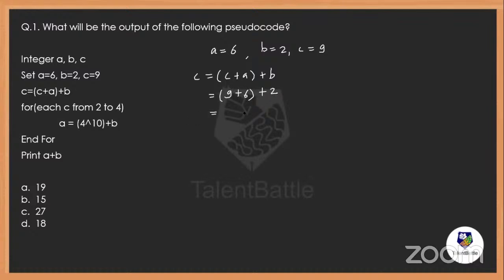So calculate this, it will give me 17. So the value of C is 17 right now. After that, there is a loop for each C from 2 to 4. Now, what is the meaning of this particular statement?